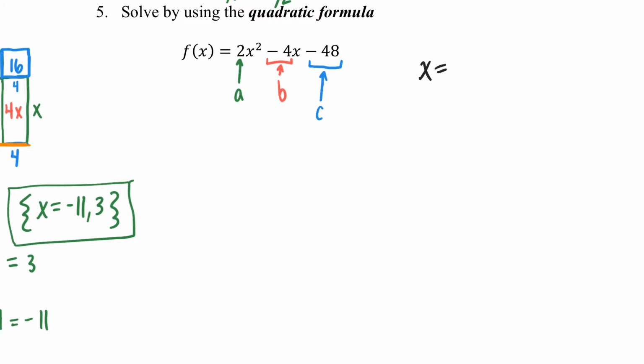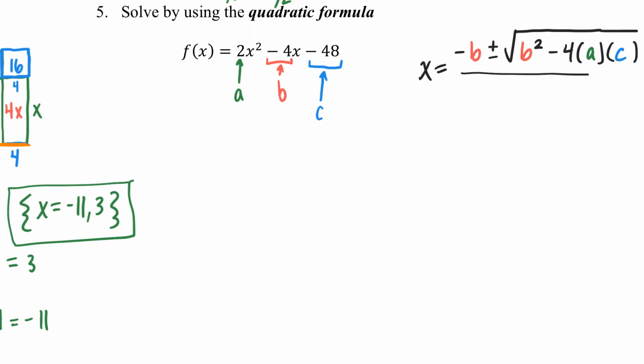So x is either negative b, and then you do plus or minus. These are your two solutions. Negative b plus the square root of b squared minus 4ac, and then negative b minus the square root of b squared minus 4ac. And then we're going to divide by 2a. So we'll do 4, and then in the parentheses we'll put a, and then c. Sorry, I have to keep changing colors here. And c is the blue one there. And then this is all divided by 2 times a.